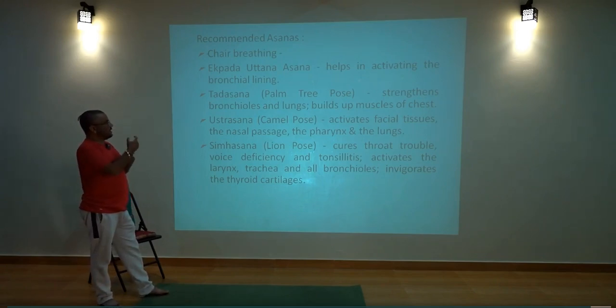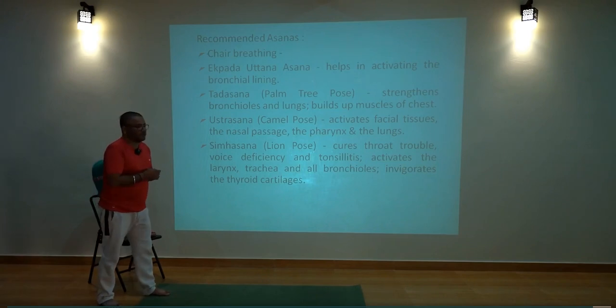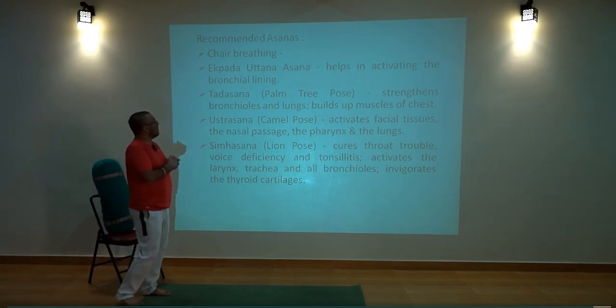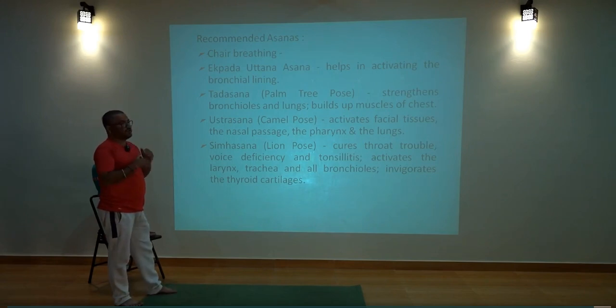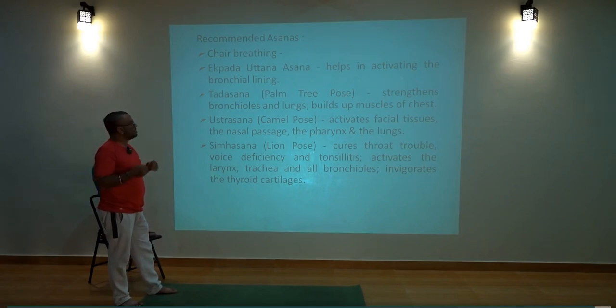Camel pose activates the facial tissues, the nasal passage, the pharynx and the lungs. Lion pose cures throat trouble, voice deficiency and tonsillitis, activates your larynx, trachea and all bronchioles, and invigorates the thyroid cartilages. So these are some postures which we recommend for any kind of imbalance in your respiratory tract, not only asthma. In other acute inflammations, you can use these postures also.